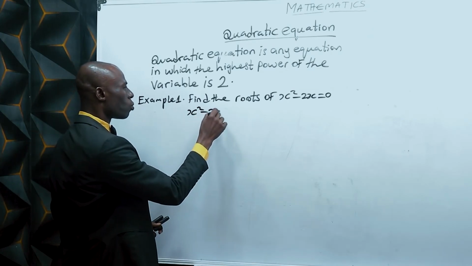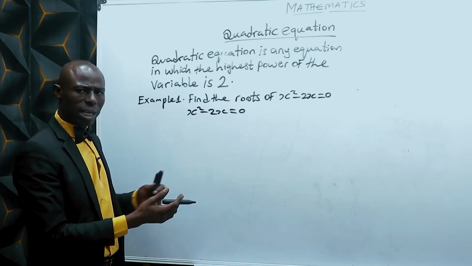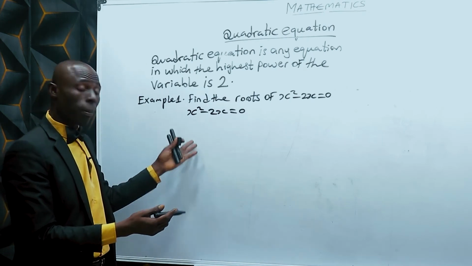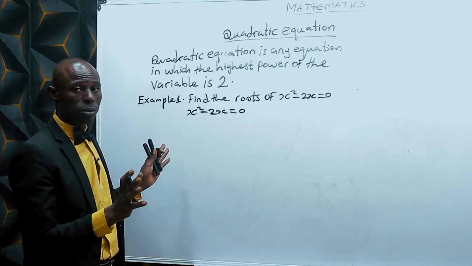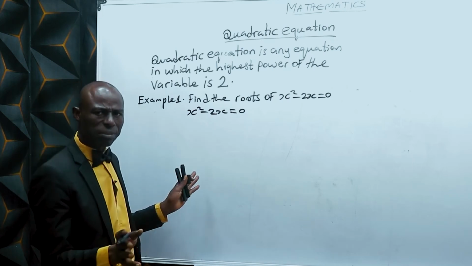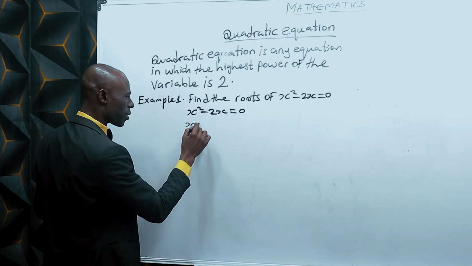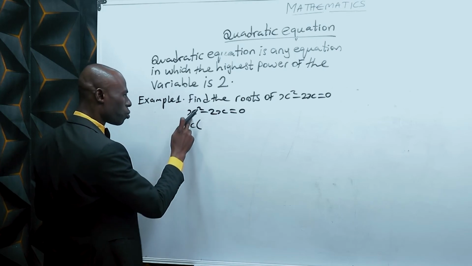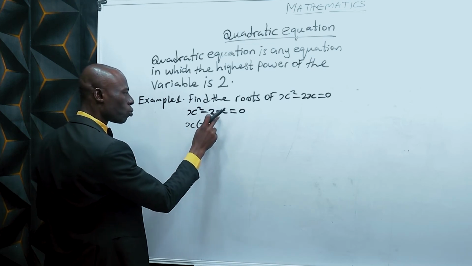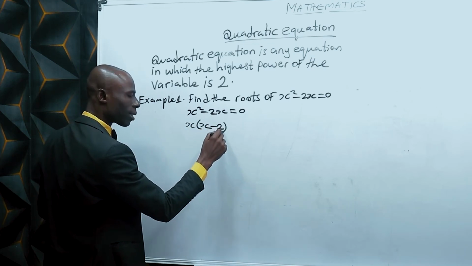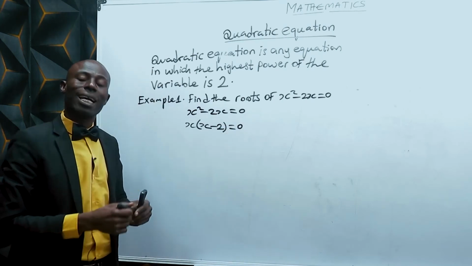X squared minus 2x equals 0. When you have a binomial quadratic equation like this, you apply the simple factorization method. As in you factorize simply. So what is common to the 2 terms is x. Bring it out. That x used to divide x squared, you have x back. Use the x to divide minus 2x, you have minus 2 back. Equals 0.